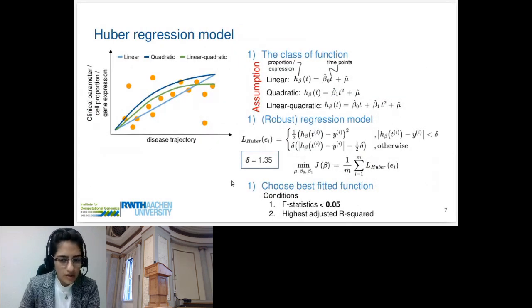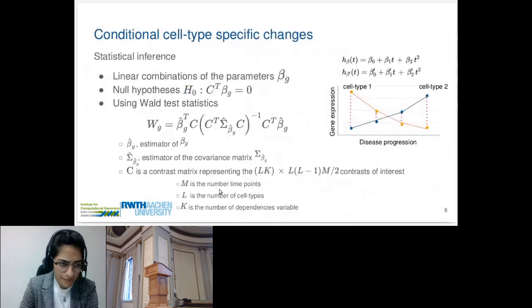With the assumption that our features, like clinical parameters, cell proportions, and gene expression, have linear or quadratic changes through this disease trajectory, I use a robust regression model called Huber regressor, which lessens the effect of outliers and finds the fitted function for each feature. Then, based on conditions like the F statistic and adjusted R squared, we find the best function that explains the changes through the disease trajectory.